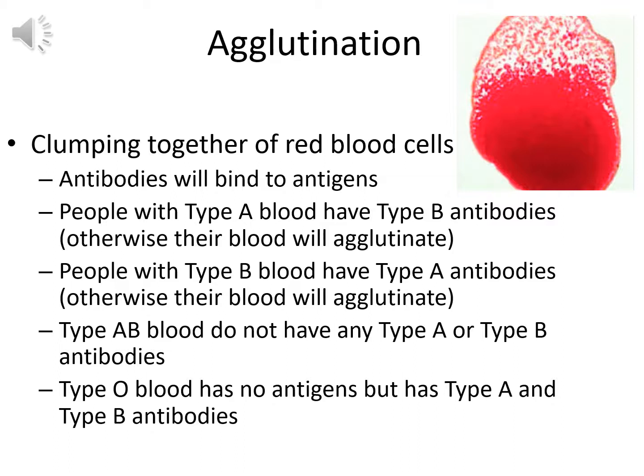If you're type AB, that blood will not have type A or type B antibodies because there's both A and B antigen present, and we don't want agglutination to occur.